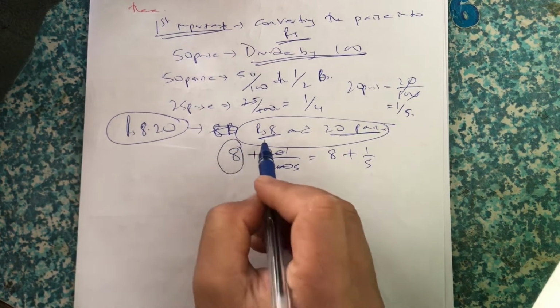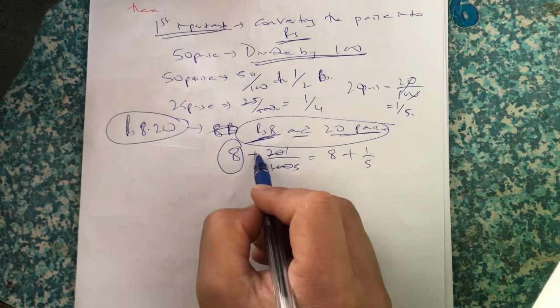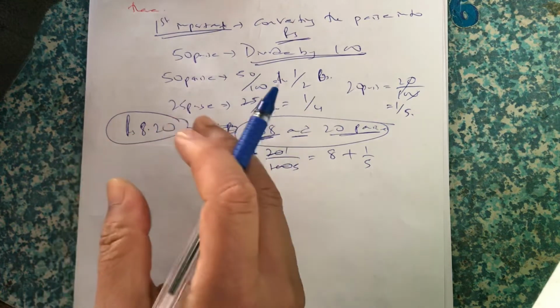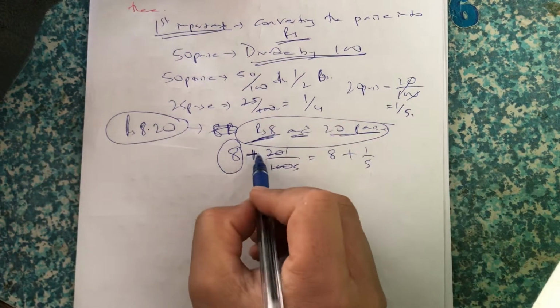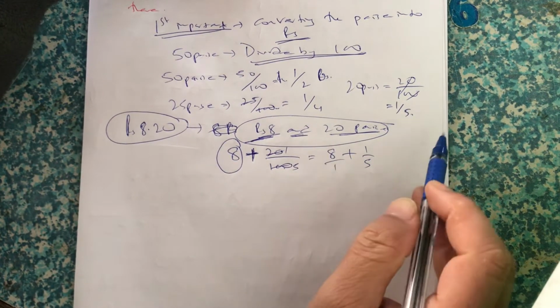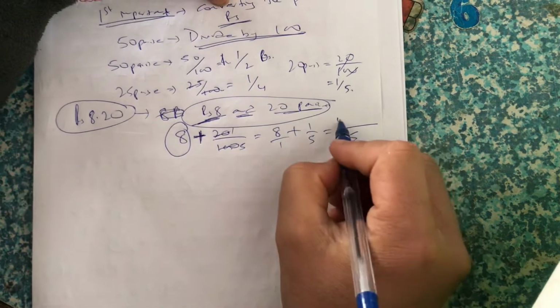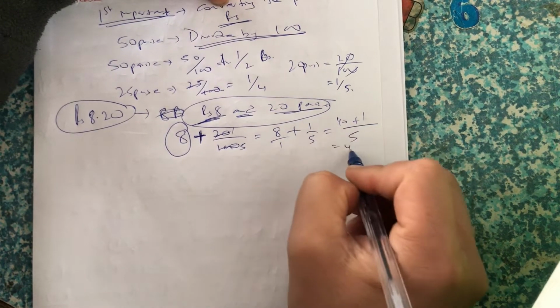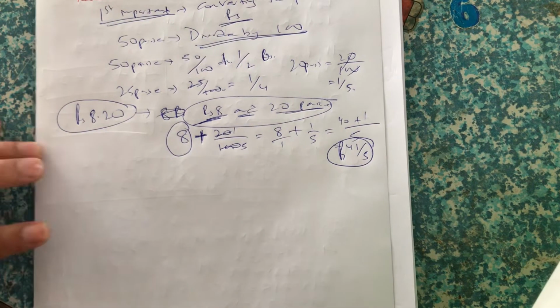We write the 8 as it is because it's already in rupees, and the point in maths means plus. Just like sum of 2 and 4 means 2 plus 4, over here we do a plus, and 20 paise means 20 by 100, just like we did. Once I get this, we find the LCM, which is 5. Then I get 40 plus 1, which is equal to 41 by 5. So rupees 41 by 5. That is how we go ahead and solve.